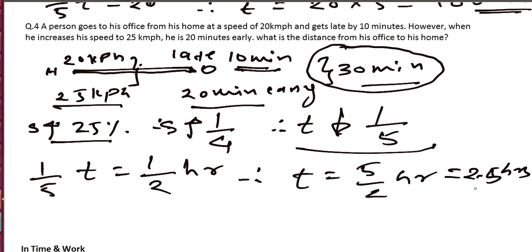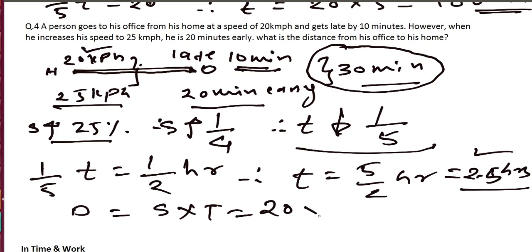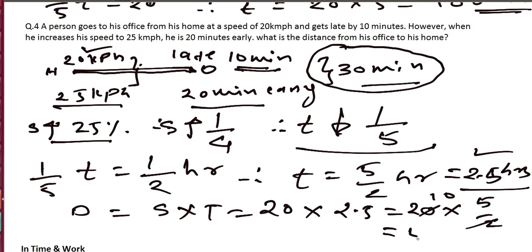That is the original time. Now we are asked what the distance is. We know the original speed, 20 km per hour, and we know the original time. So distance is equal to speed into time, which is 20 km per hour into 2.5, or 20 into 5 by 2, which is nothing but 50 km. So the distance from home to office is 50 kilometers. Speed increased by 1 upon n, time will decrease by 1 upon n plus 1. The decreased time we deduced from the given information, 30 minutes. So let's see another question.